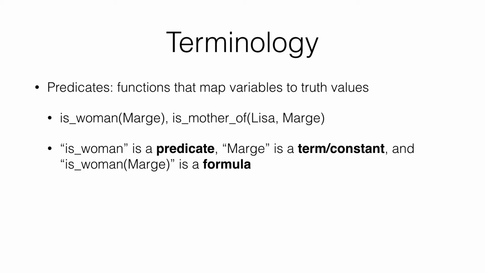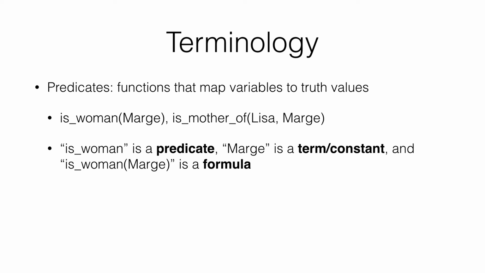But drilling further down into the terminology here, what we call a predicate is just the function itself. So is woman is a predicate, right? And so is mother of. Those are predicates. And Marge is a term or a constant, as well as Lisa. And is woman Marge, when we actually instantiate the function call with particular inputs, that's called a formula. And formulas are things that can have actual truth values. So while a predicate is a function that can return a truth value, it doesn't have a truth value by itself. It only has a truth value when you give it actual input.